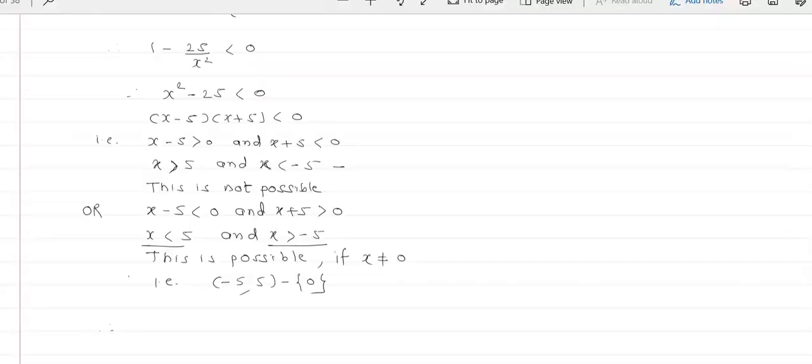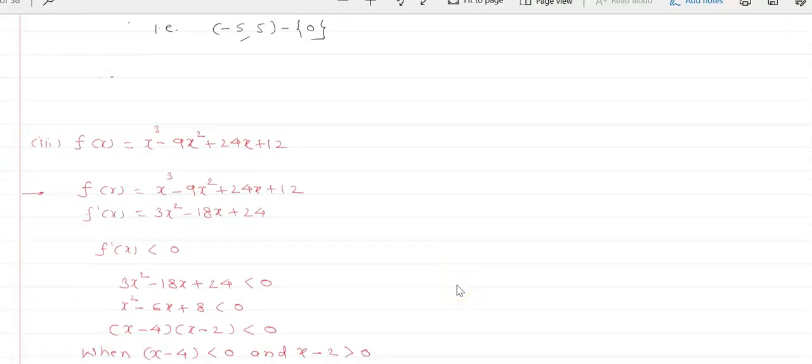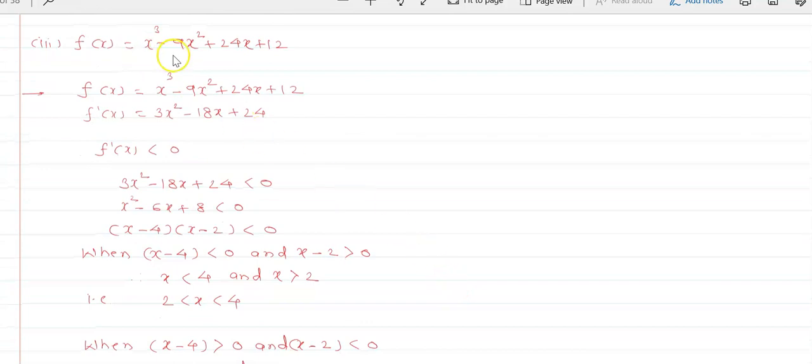See this again, third example. f of x is equal to x cube minus 9x square plus 24x plus 12. First derivative: that is 3x square minus 18x plus 24. f dash of x is less than 0. Take 3 as common, or divide on both sides by 3: x square minus 6x plus 8 less than 0. Factorize it. Now the product of these two brackets is negative. It means that both of them have opposite signs.